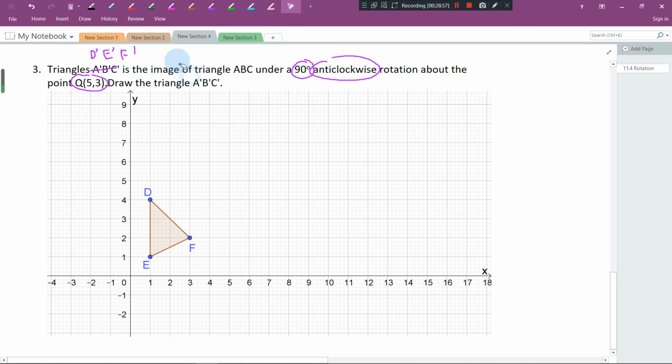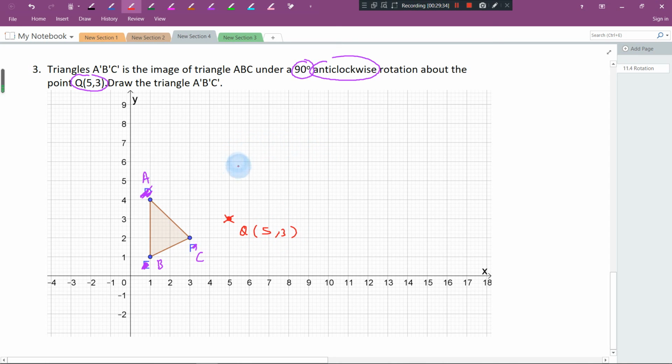It's quite messy, right? If I change it, I have to cut many things here. I think it's easier to just change this one, so make it A, B, C. Now, 90 degree anti-clockwise rotation about the point Q (5, 3). (5, 3) is over here. It's very important that we know where the center is. So this is the point Q.